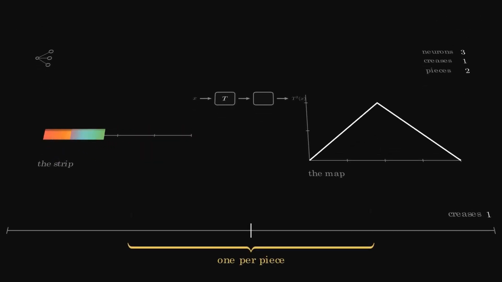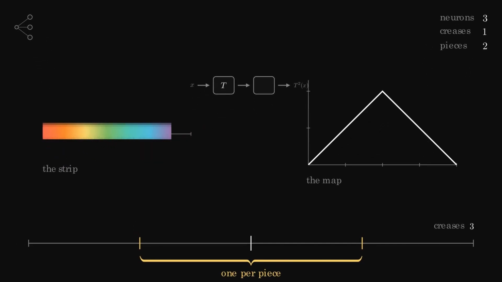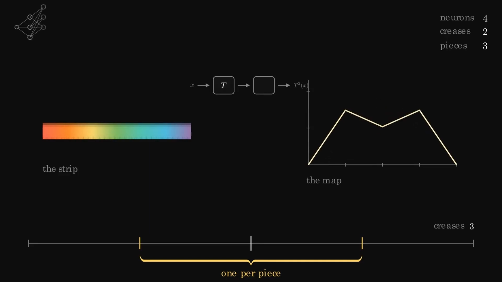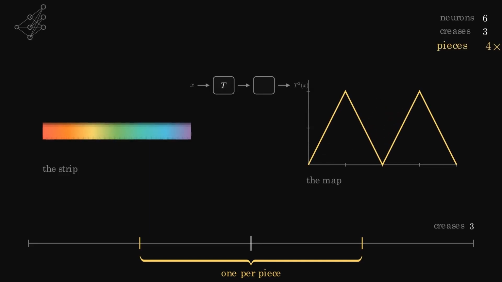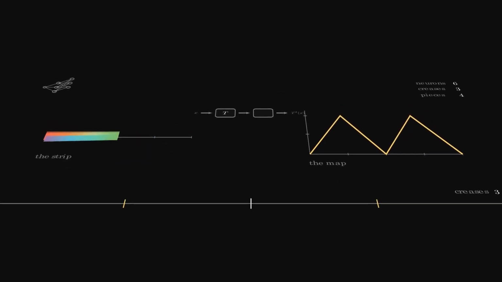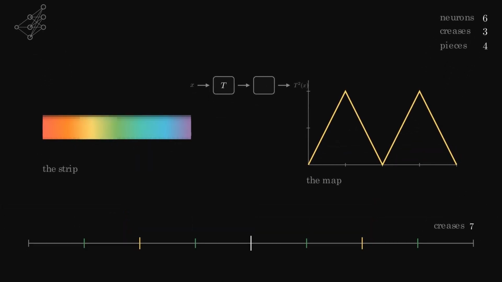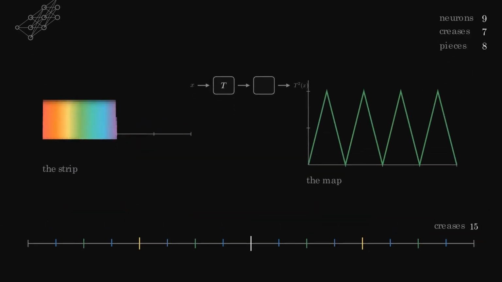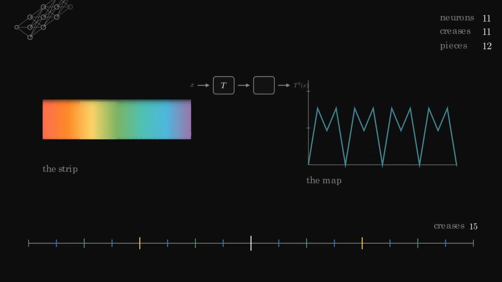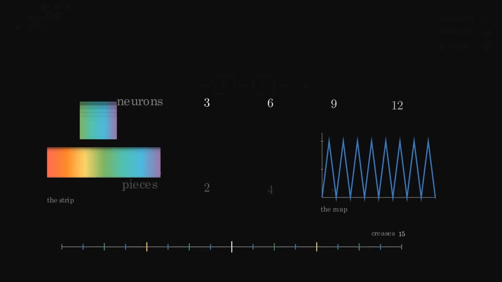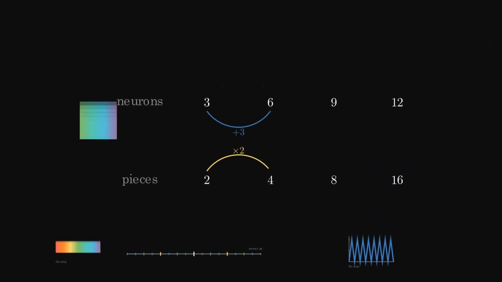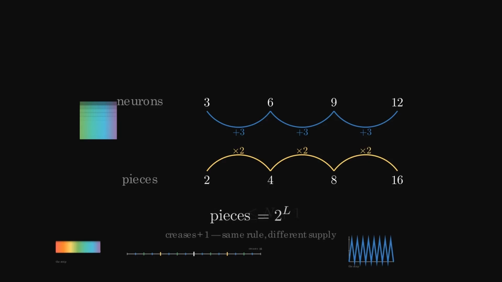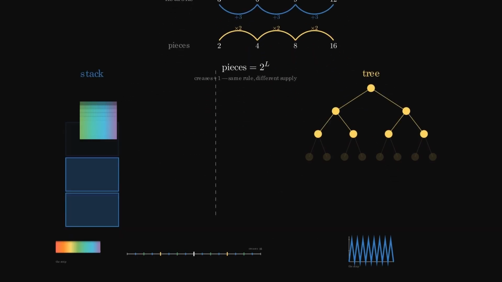Fold again. The crease from the first fold is still in there, so now there are 2 creases, 4 pieces. 4 creases, 8 pieces. 16. Watch the 2 numbers. Neurons go 3, 6, 9, 12, adding 3 each time. Pieces go 2, 4, 8, 16, doubling. That's the entire trick. In a single layer, neurons and pieces grow together.